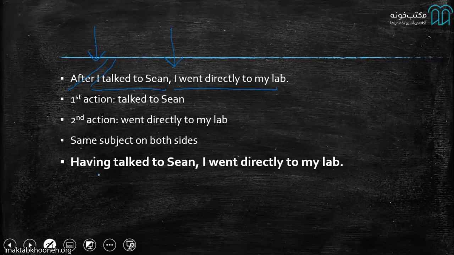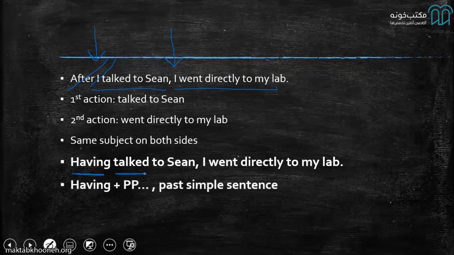Then I brought in the word "having," and it's always "having." After that, I kept everything else the same. Now, the only difference would be if "talked" wasn't the past participle of talk. For example, maybe I have a sentence like this. "After I went home, I called my mother." Well, for this sentence, I can't say "having went home." I have to say "having gone home."